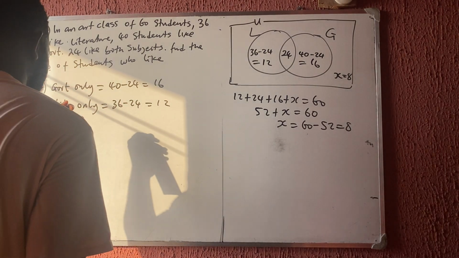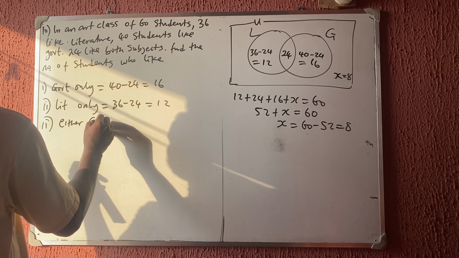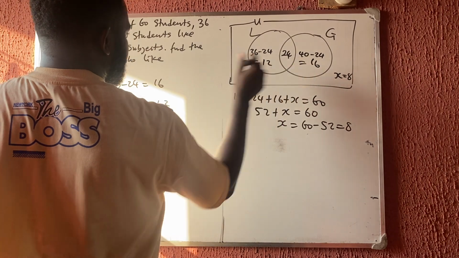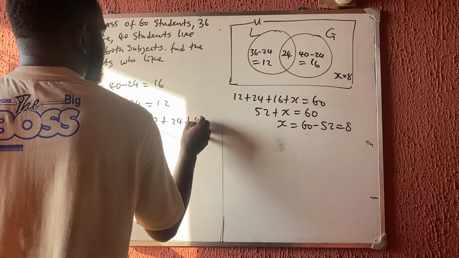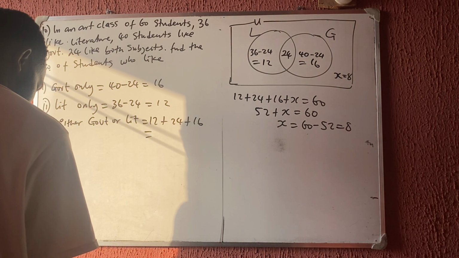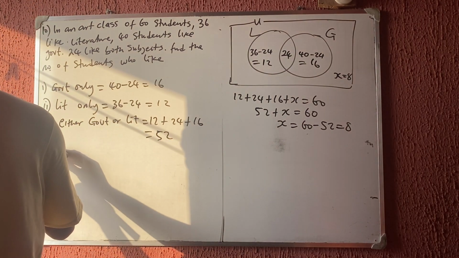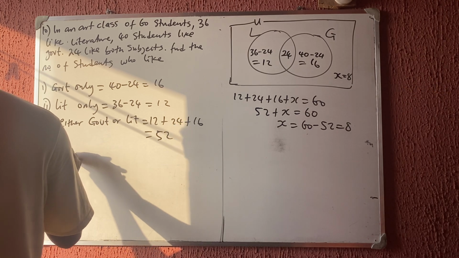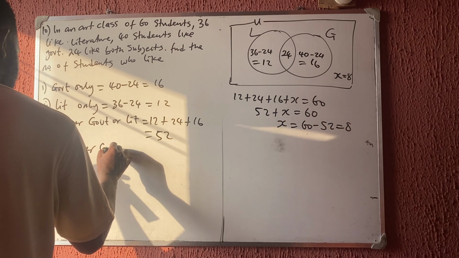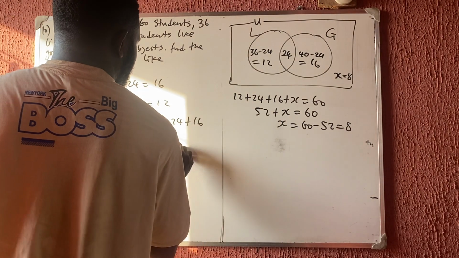Either government or literature. Either government or literature, so you must include this, this, and this. Which is 12 plus 24 plus 16. As far as you are doing any of the two, it is correct. So 12 plus 24 plus 16, I have 52. Then it said neither government nor literature. That's the people that do not do it at all. We have gotten it as 8.